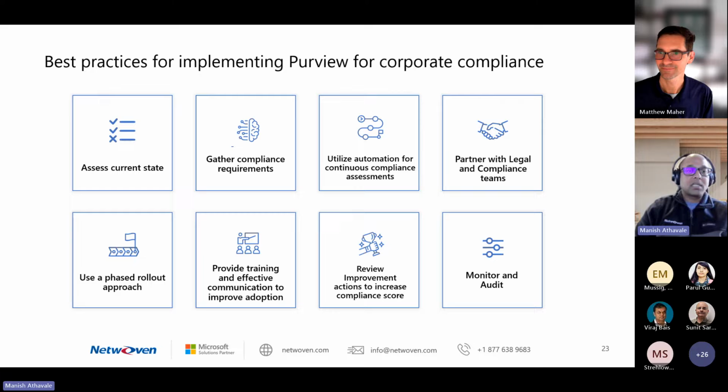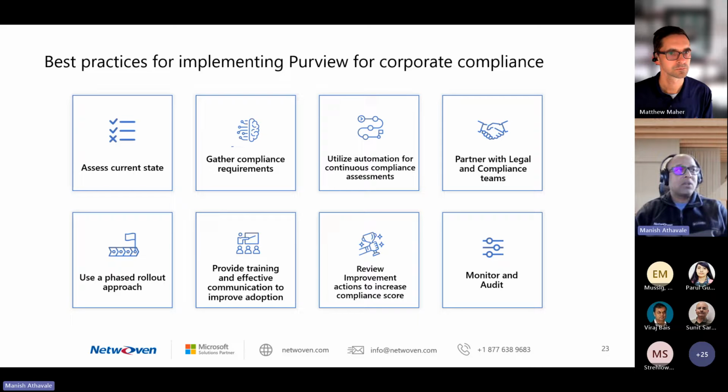Also build automation for continuous compliance assessment. So definitely utilize the compliance manager to build these automations and also stay compliant. Use a phased rollout approach. You cannot bite off everything in Purview at the same time.